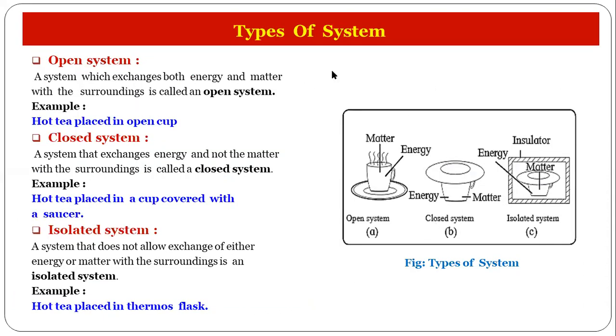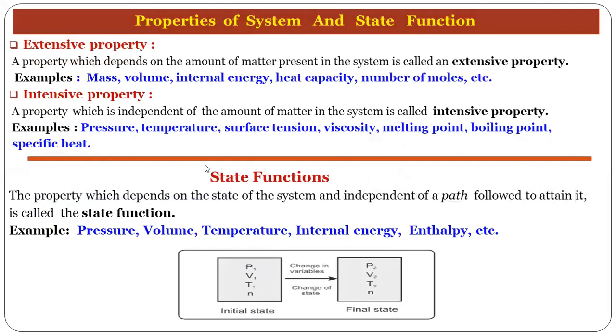Then the types of systems. Yesterday we discussed the types of system depending upon the exchange of matter and energy. In case of open system, both matter and energy are exchanged. In closed system, matter cannot be exchanged, but energy can be exchanged with the surroundings. And isolated system means a thermos flask, in which neither matter nor energy is exchanged with the surroundings. So this is important for the board examination. They can ask for 1 mark: what is open system, closed system, and isolated system.